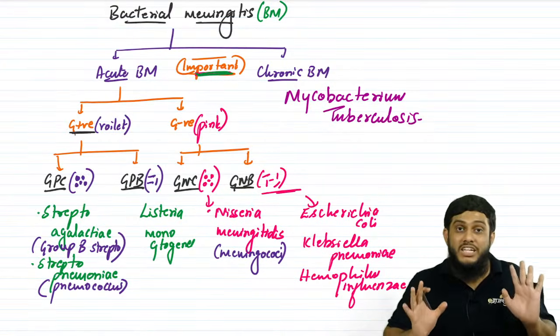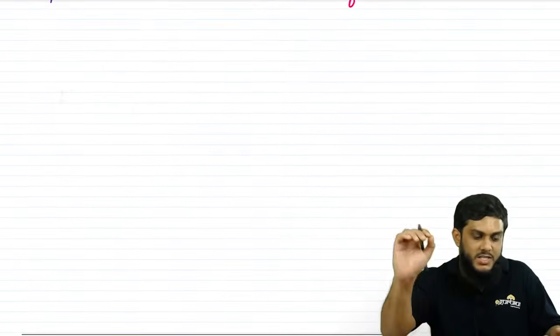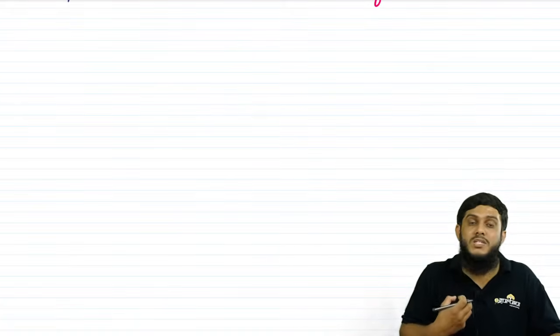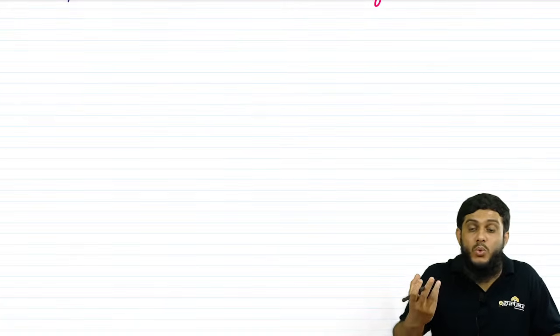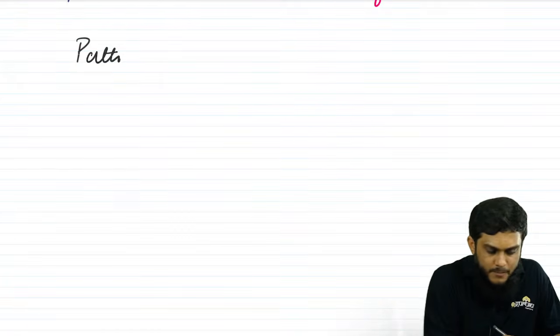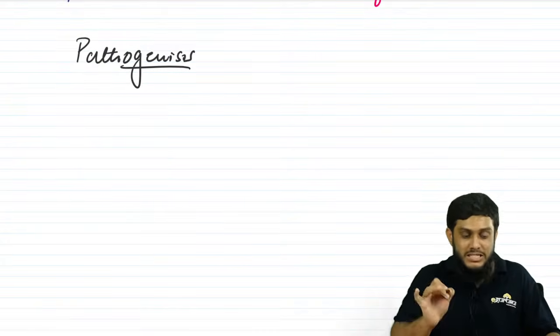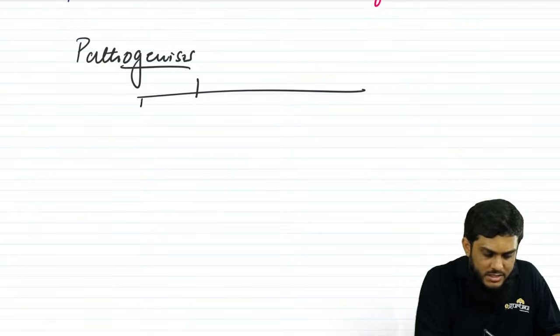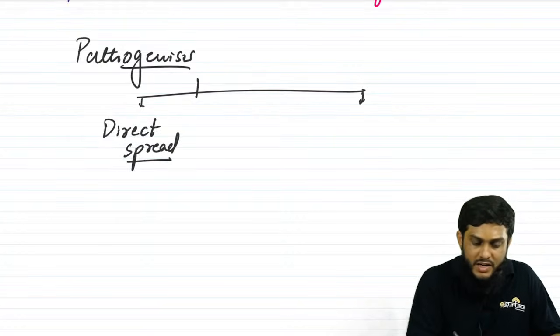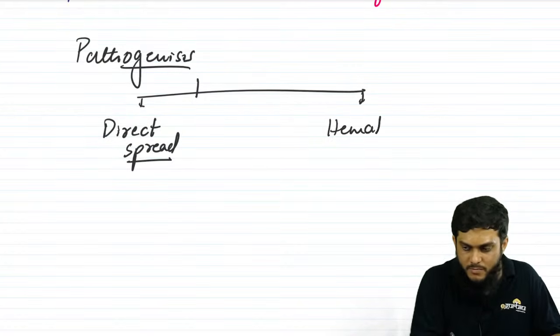So once we know the etiological agents, the next important thing is, we know these are the bacteria which can cause bacterial meningitis. Now, how do they cause bacterial meningitis? What is the pathogenesis? How do they cause the disease, that is meningitis? That is nothing but pathogenesis. So if we talk about pathogenesis, it is very simple. One is direct spread, and second is hematogenous spread.